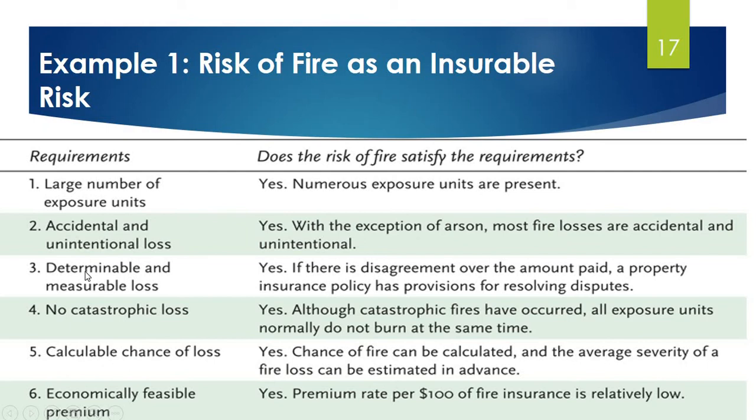Fire insurance on a property can be determinable and measurable loss because the insurance company can determine the value of a property. Fire is not normally catastrophic. There are occasional catastrophic fires like bushfires that occur in many places of the world, but a catastrophic fire does not affect a large number of communities. So fire is not normally treated as catastrophic loss.